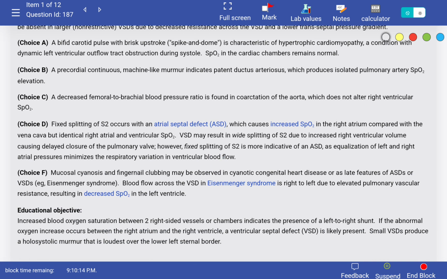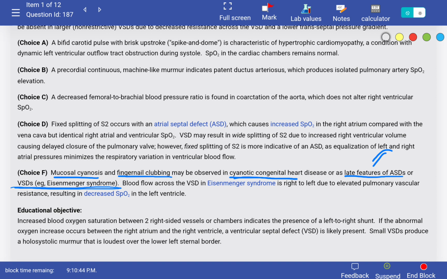Why not option F? Mucosal cyanosis and finger clubbing, right? Point to be noted. Mucosal cyanosis and fingernail clubbing may be observed in cyanotic congenital heart disease as late features. These are the late features in VSDs, for example, Eisenmenger syndrome, right? These can be seen in cyanotic congenital heart disease.